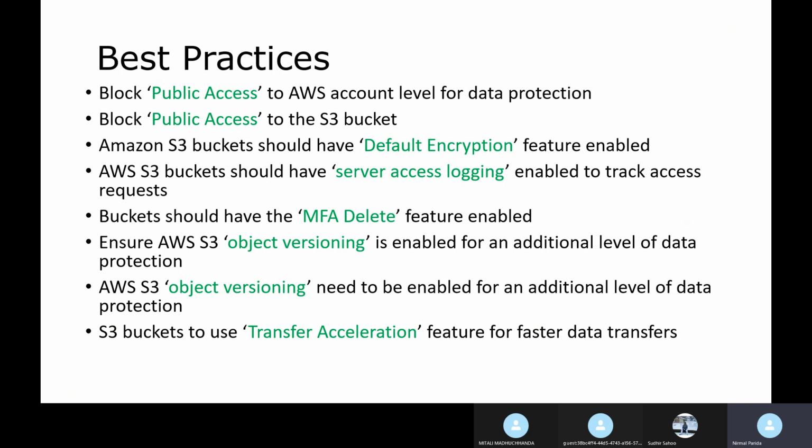AWS S3 buckets should have server access logging. So you should do the server access logging, what we did now, to track access requests. Buckets should have the MFA delete feature enabled. Ensure AWS S3 object versioning is enabled for an additional level of data protection. This is also required for data protection. You need object versioning, so versioning should be enabled. Okay, same line. S3 buckets should use the transfer acceleration feature for faster data transfers.